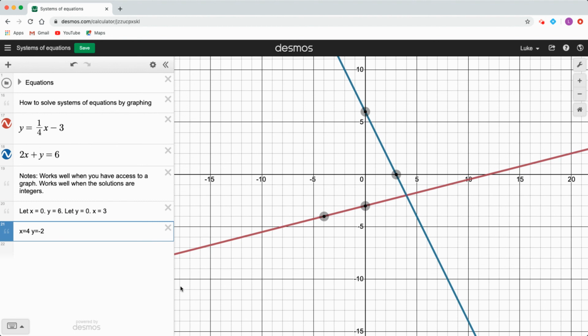All right, hopefully this showed you how to do this and you feel a little more confident in being able to use graphing to solve systems. Good luck with homework or practice, and let me know if you have any questions.